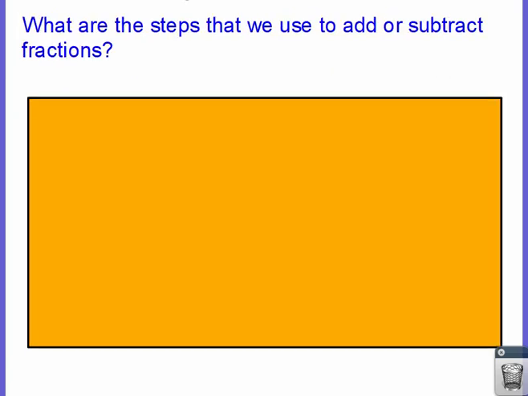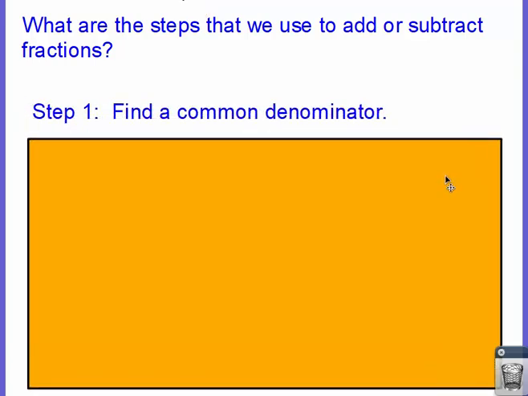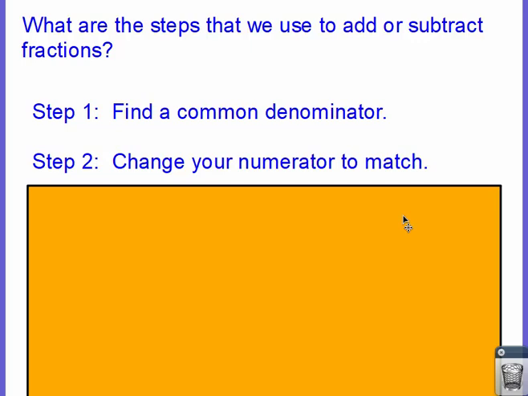What you've learned in the past in order to solve fraction problems is the first thing you must do is find a common denominator. You have to make the bottom numbers look alike. Make the fractions the same size. The second thing you do is you change your numerator the same way you did your denominator. If you multiplied the bottom number by 3, you've got to multiply the top number by 3, and so on.